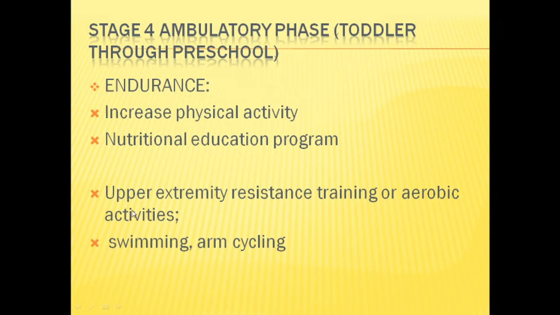Now, mostly children with spina bifida have sound upper limbs, so they have no problem with the upper limb. We can train it for the functional independence of the child. So we can use upper extremity resistance training or aerobic activity. You can use any protocol for upper limb strengthening, or for aerobic activity you can use swimming or arm cycling.